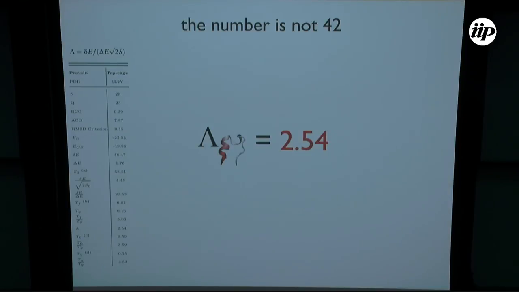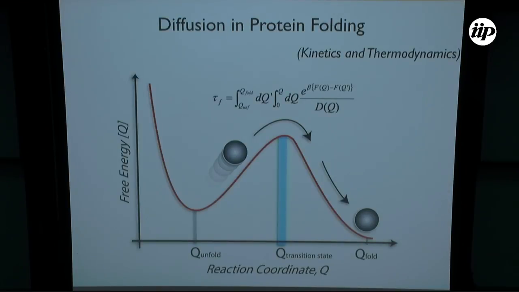So, yeah, that's it. So the second part of my talk is regarding diffusion in protein folding. We talked about connecting thermodynamics and kinetics via the landscape descriptor. Now we're going to connect them by the diffusion coefficient.